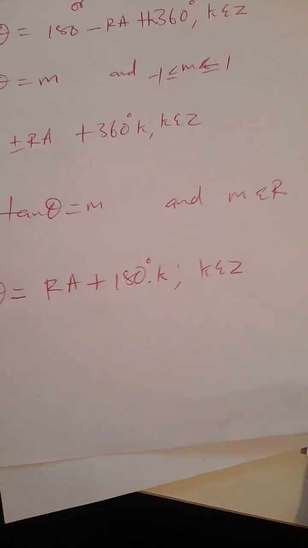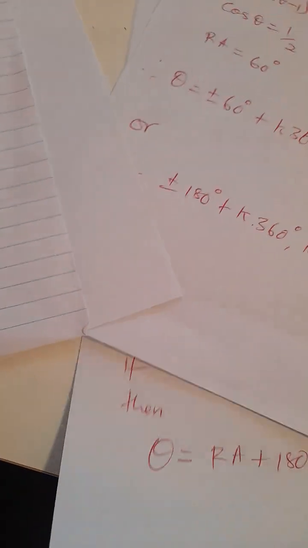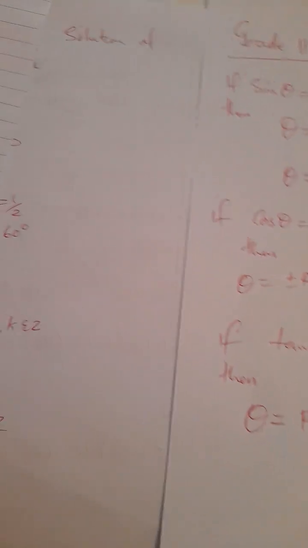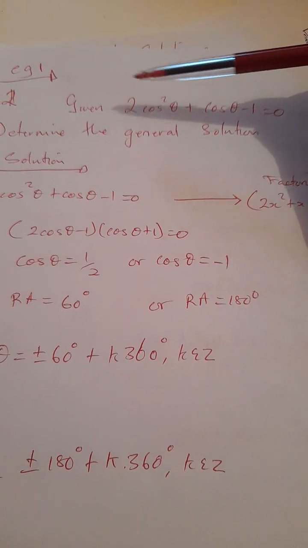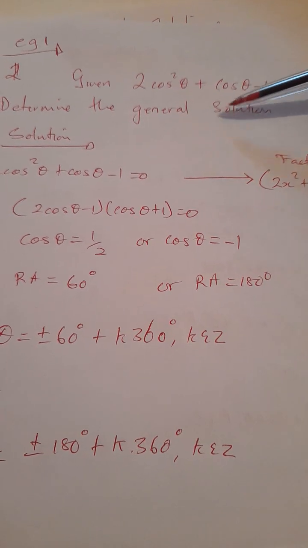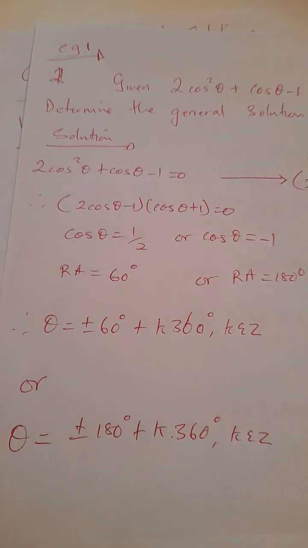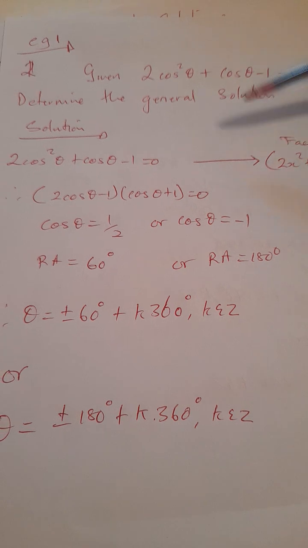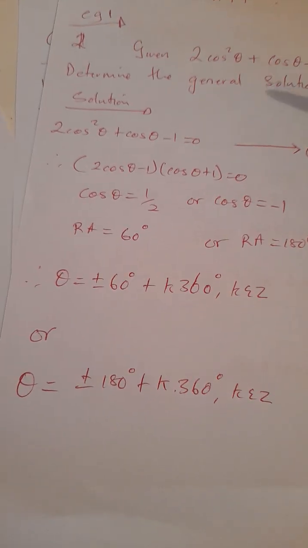Now, I have some examples which I have done just to show you here. So the first example: we want to find the general solution. You are given that 2 cos squared theta plus cos theta minus 1 is equal to 0. And they're saying determine the general solution of this. So the solution for this is this.